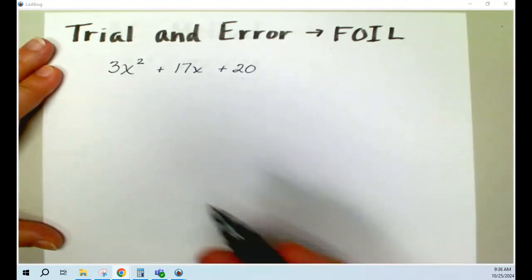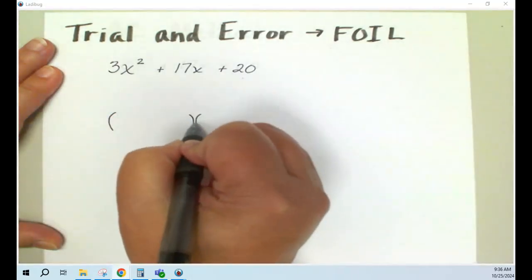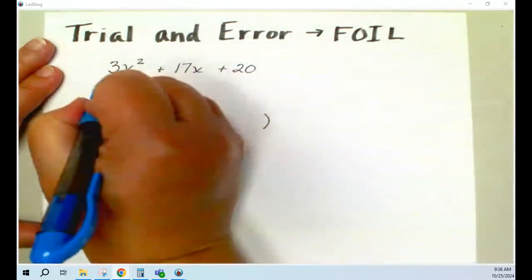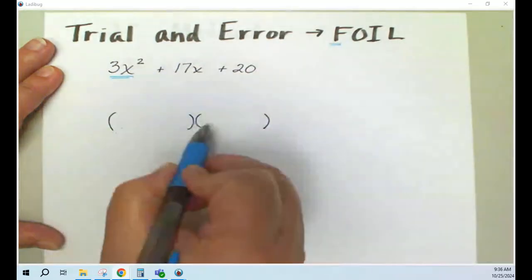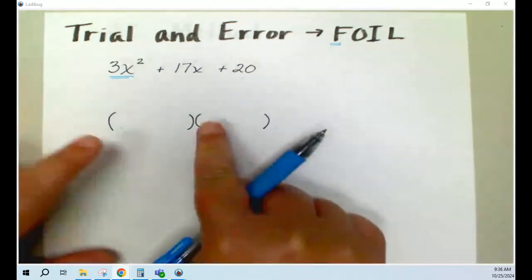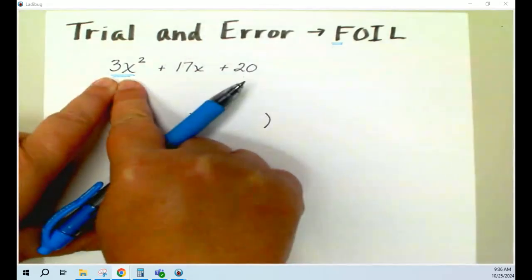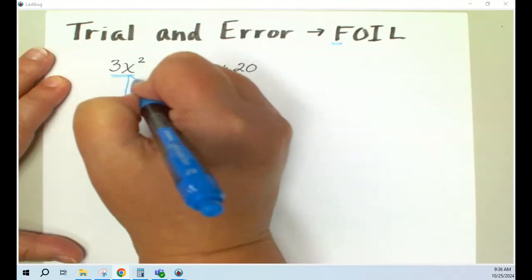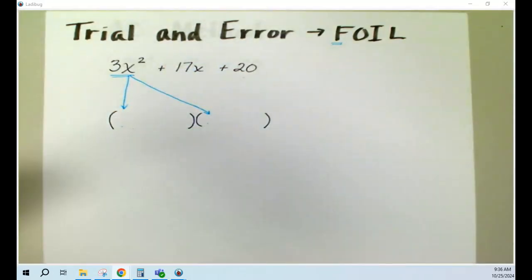Okay? And so remember how that was set up is we automatically go to our 2 sets of parentheses. Okay? And then we look at the first term. So remember in FOIL, when you think about F, it says multiply the first 2 terms together. So the first terms in each set of parentheses. That's going to give us the first term in our trinomial. So that 3x squared comes from multiplying the front positions.